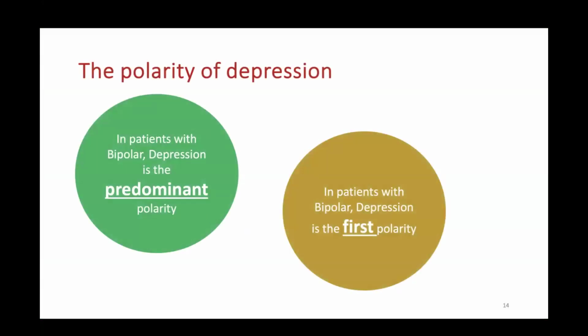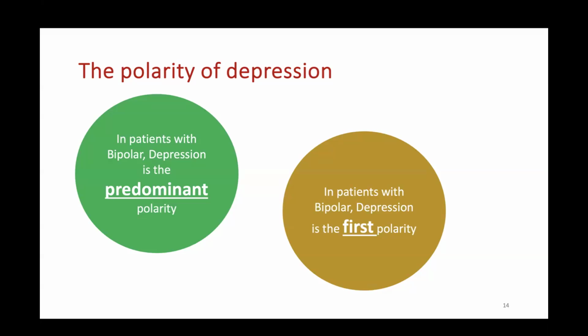Now coming to the polarity of depression. In patients with bipolarity, depression is the predominant polarity. Again, in patients with bipolar disorder, depression is the first polarity. It is the predominant polarity. It is the first polarity. So many times when a patient presents to us with the first episode of depression, most of the time we think it is unipolar depression, unless there are certain parameters, certain things which make us think that this might be bipolar. You get the point? But there is nothing that can tell us 100% that this depression is a bipolar depression or a unipolar depression, because it is the first episode. There is no previous episode of a hypomanic or manic episode.